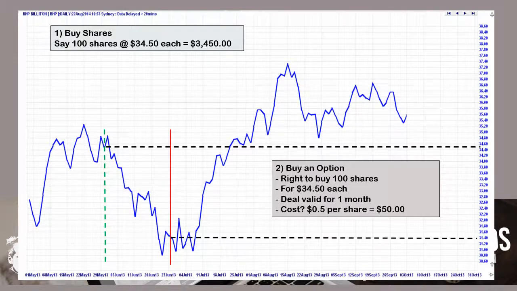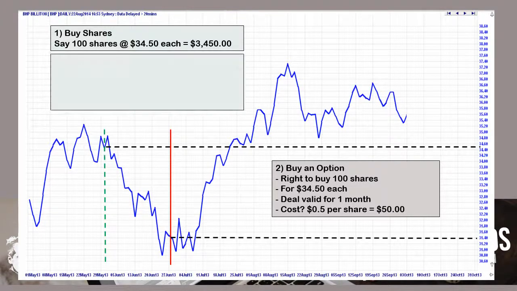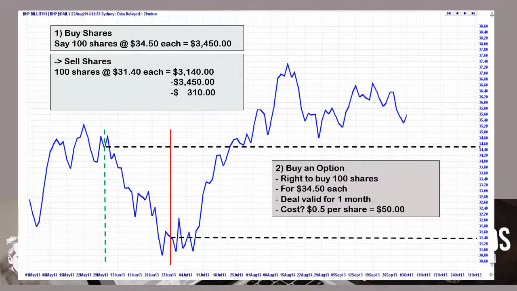1 month later, BHP is trading at $31.40. What are we going to do? In case of the shares, well, we can sell them. Bought them for $3,450. We sell them for $3,140. That's a $310 loss. About 9% of invested money. Now, you don't have to sell the shares. You own them. You can do whatever you want to do with them. You can hang on to them, hope that they will recover. That's one of the beauties about shares.